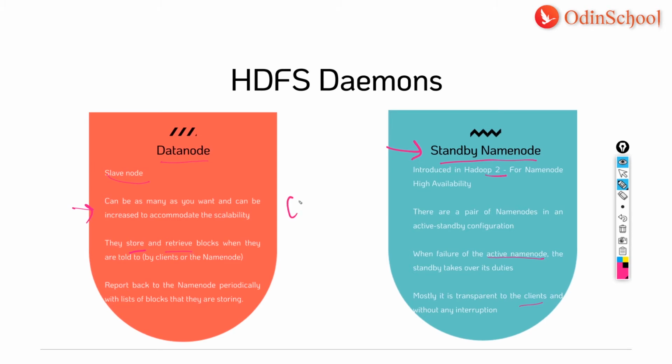So the client, let us say this is your client, can directly communicate with the data node, or it can communicate with the name node, and the name node will again communicate with the actual data node where the data is stored. So a data node's one duty is to store the data, and it will also send a heartbeat signal to the name node saying, I'm alive, and these are all the blocks I'm having currently, so that the name node will have an up to date file to block mapping list. So it reports back to the name node periodically with lists of blocks that they are storing, and that is known as the heartbeat signal.